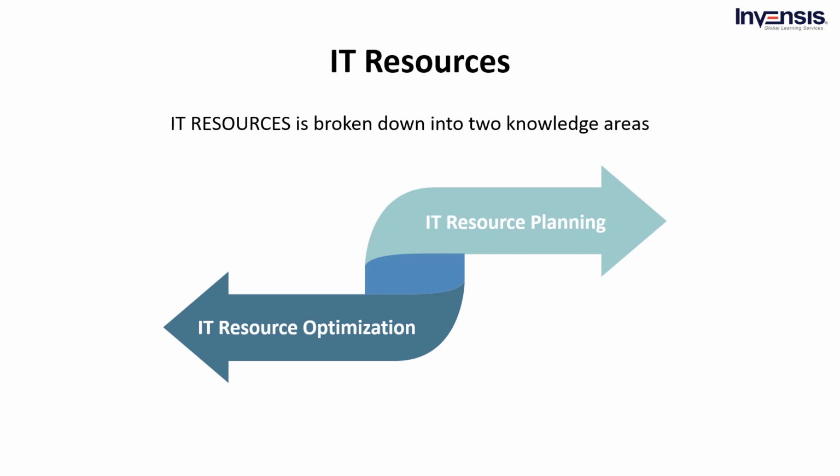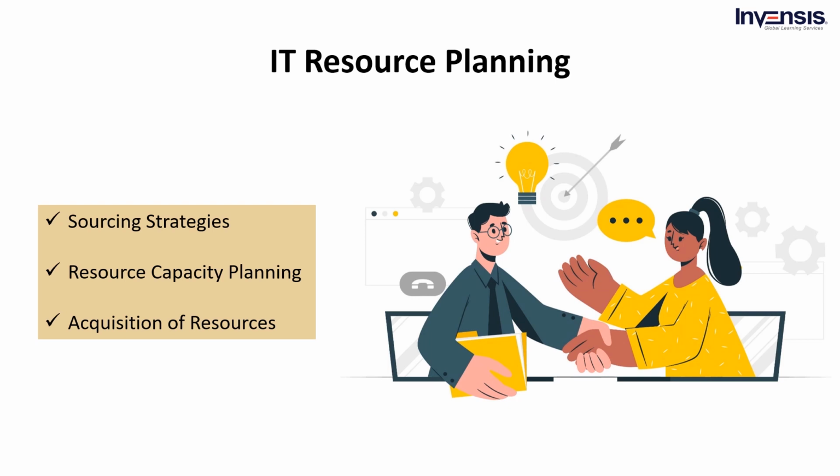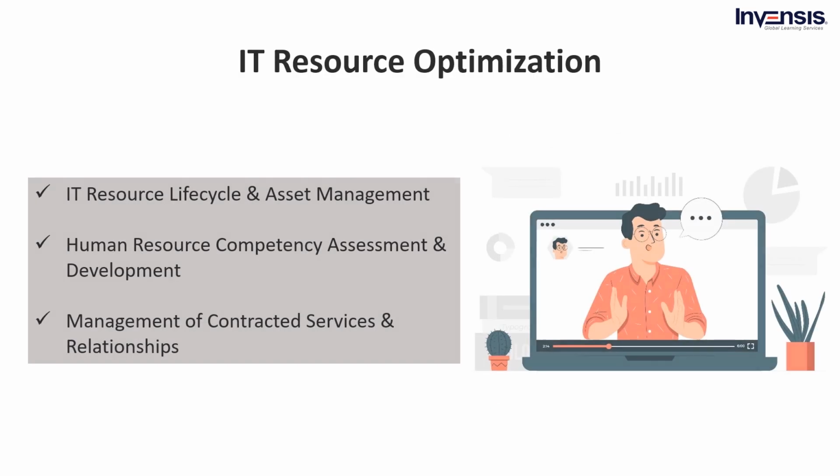IT resource planning and IT resource optimization. Each of the knowledge areas mentioned above has different course objectives. Therefore, to make things clear, these topics are mentioned below and classified according to their domain. For IT resource planning, we will discuss the topics as given below: sourcing strategies, resource capacity planning, acquisition of resources. For IT resource optimization, we will discuss the topics as given below: IT resource lifecycle and asset management, human resource competency assessment and development, management of contracted services and relationships.